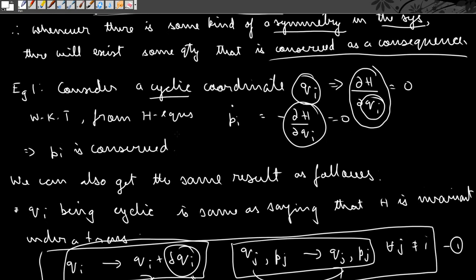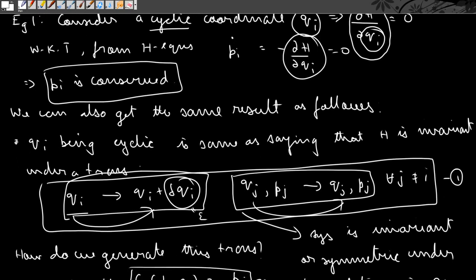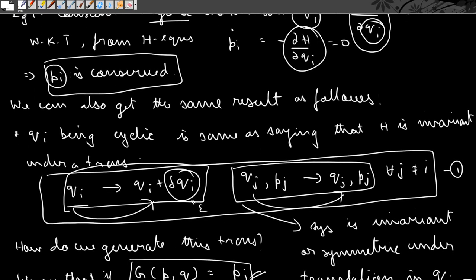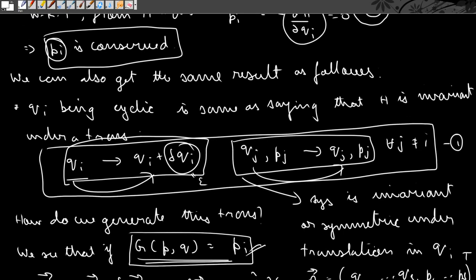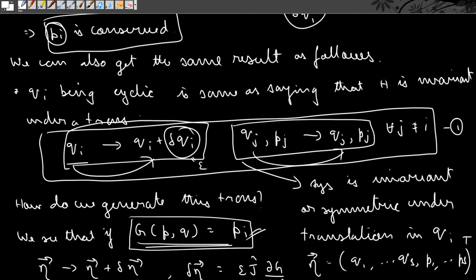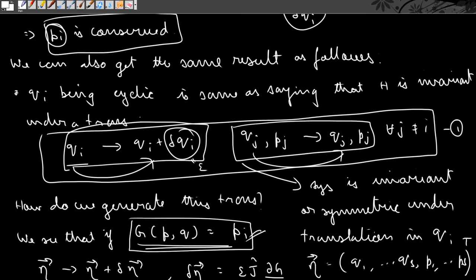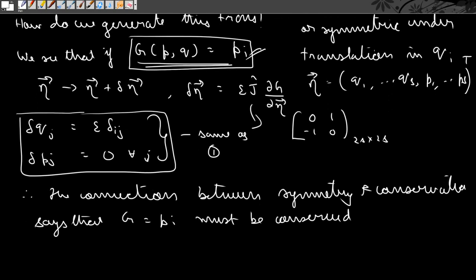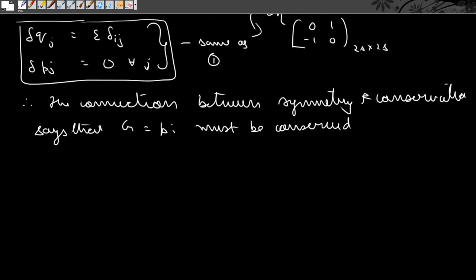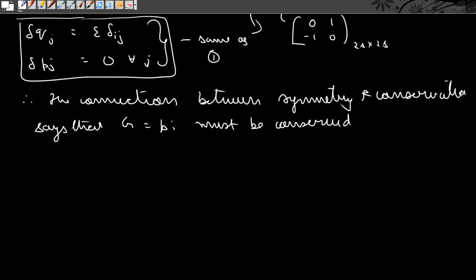Okay, so here also we got pi is conserved, and another way of looking at it is that when we take pi as the generating function, it generates a translation along the corresponding conjugate coordinate. And if the system is symmetric about such a transformation or translation along that coordinate, then the conjugate momentum is conserved. Okay, so the same result is seen when we look at it from the connection between symmetry and conservation approach.